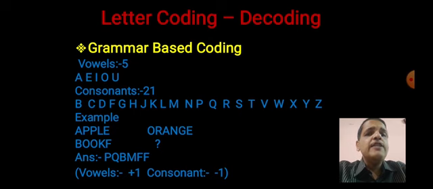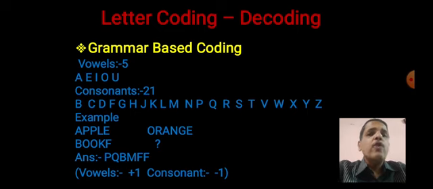For A the code is B, for P the code is O, for L the code is K, for E the code is F. Now when we see, for A it is B, so for a vowel it is +1, and for P it is O, so for a consonant it is -1. For a vowel the next letter is used, for a consonant the letter before it is used.